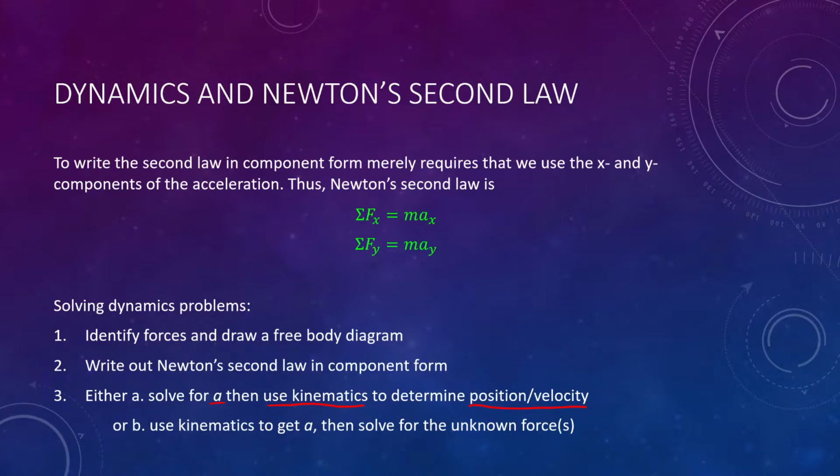Excuse me, I said that backwards. I'm sorry. You're going to solve for a first using the equations you have given above. Then you're going to use kinematics to determine the position or velocity. That means one of those big three equations that we talked about in the past. Or if you're asked to solve for a force, then you have to go back into the past a little bit and use kinematics to get your acceleration and then solve for the force.